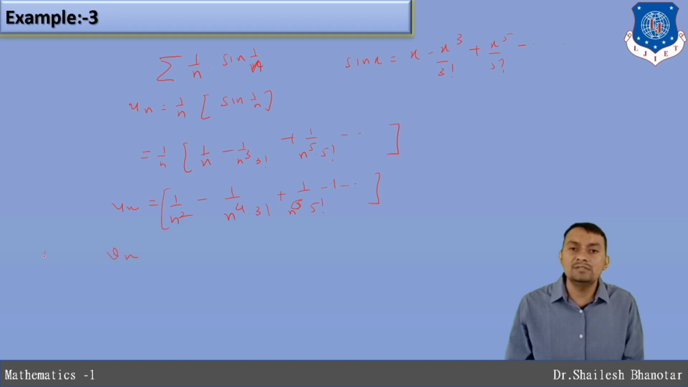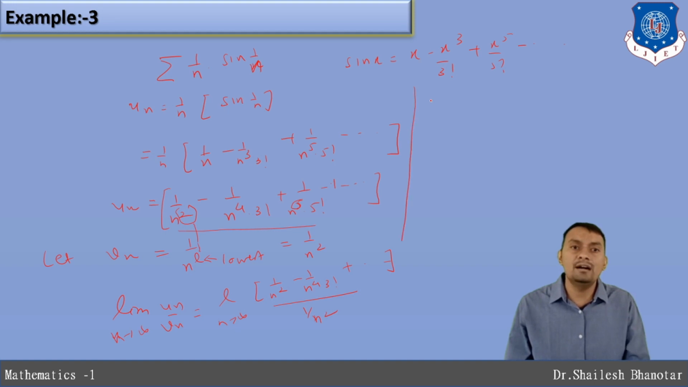Whenever you assume vn, whatever you have as 1 divided by n raised to something, take n raised to L, where L is nothing but the lowest power. So I get 1 divided by n square, because n square itself is the lowest power. This is vn. Therefore, the limit n tends to infinity, un divided by vn: I write 1 divided by n square minus 1 divided by n raised to 4 into 3 factorial plus and so on, divided by 1 divided by n square.